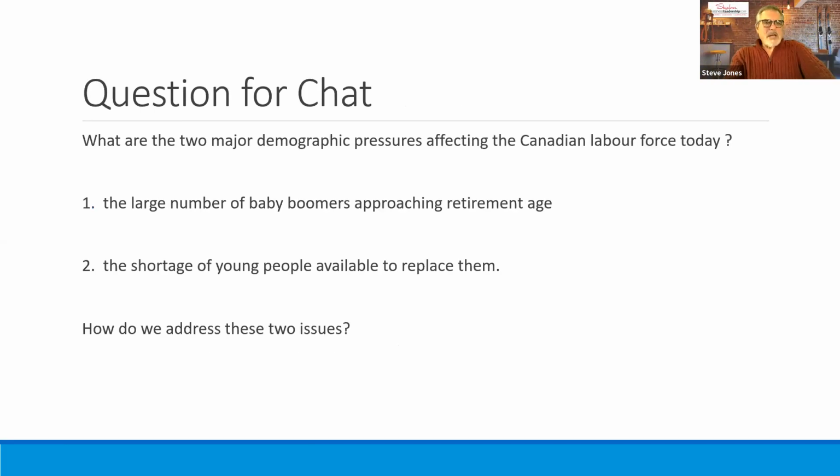Okay, questions for a chat. What are the two major demographic pressures affecting the Canadian labor force today? A large number of baby boomers approaching retirement age, and the shortage of young people available to replace them. How do we address these two issues? So these are two issues: we've got a large number of baby boomers approaching retirement age. There's also some people who might say, hey, there's not enough baby boomers retiring, that people are working beyond the age of 60 or 65 now.